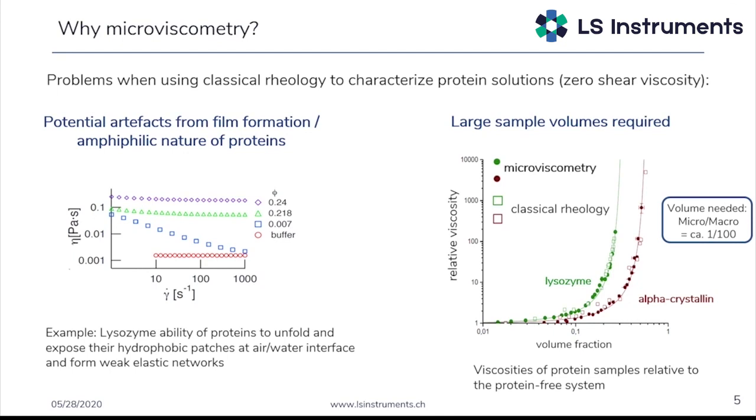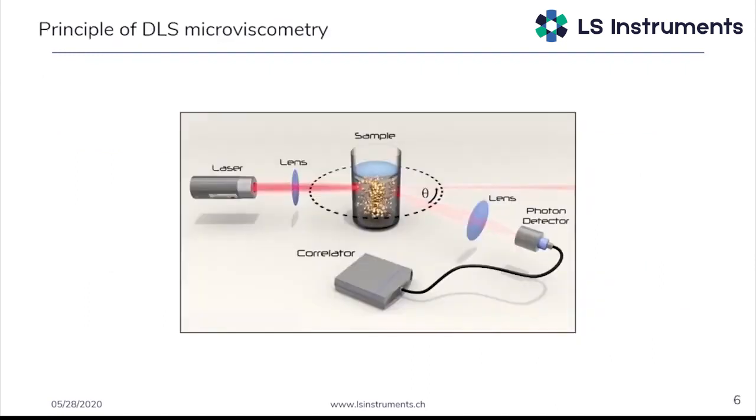Now, how do we perform such a microviscometry experiment? Well, the basis is a simple dynamic light scattering experiment, or DLS experiment. What you see here is a cartoon of a dispersion of particles that undergo typical Brownian motion. The diffusion of these particles causes the relative positions of the particles to constantly vary, and this in turn causes strong temporal fluctuations of the scattered intensity that can then be measured with a photon detector.